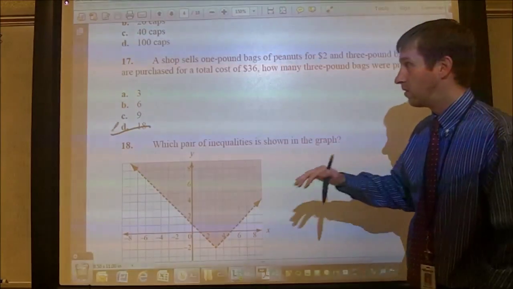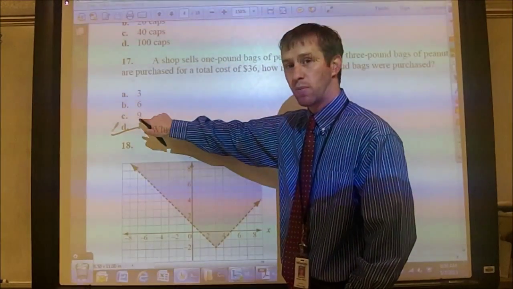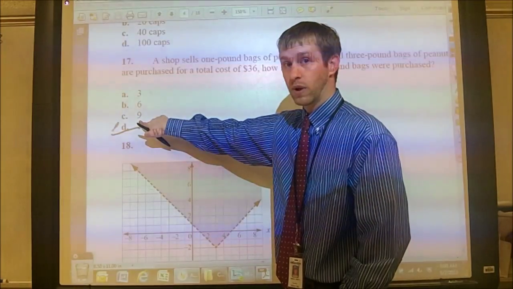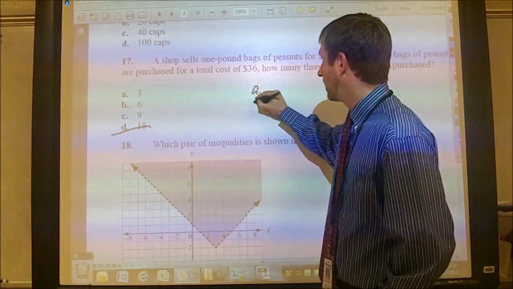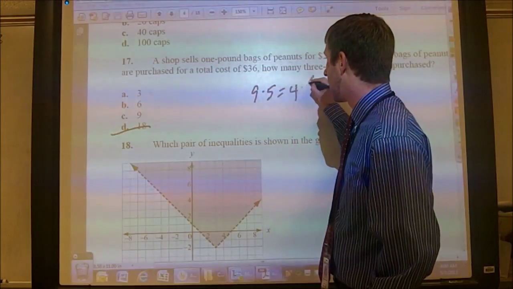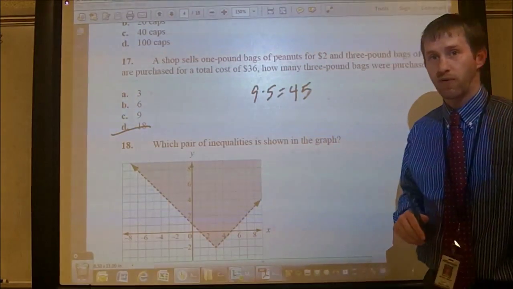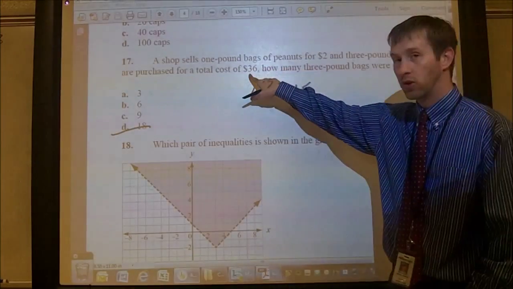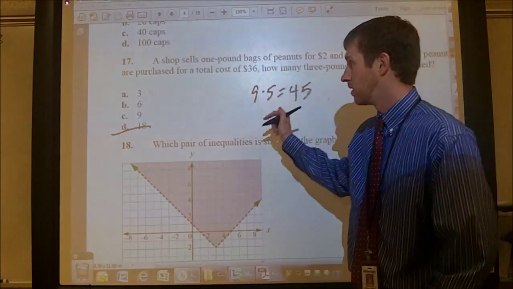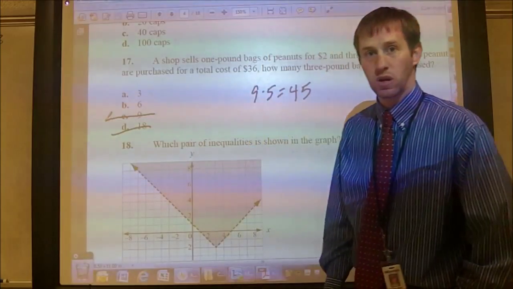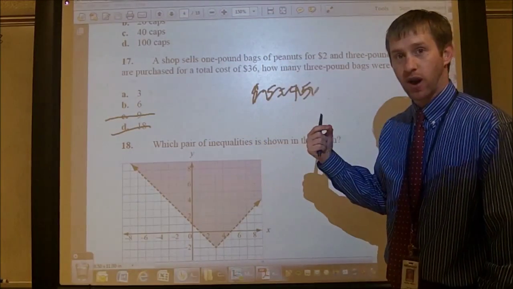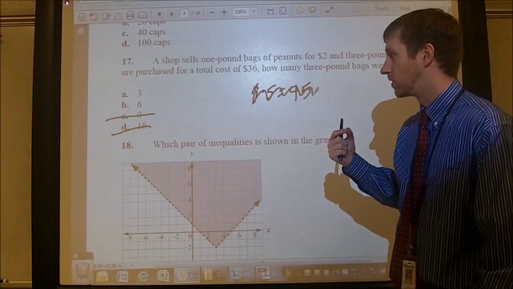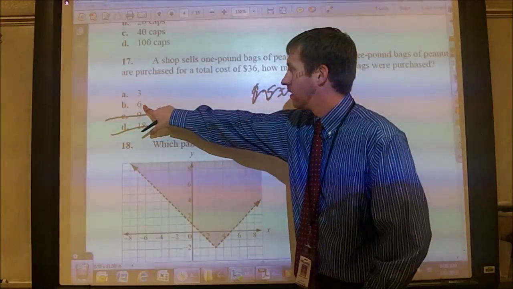Now, moving my way up the list, if they bought 9 3-pound bags, which they can, they could have just bought 3-pound bags, 9 times 5 is 45. That means they would have spent $45. But in the problem, they say the total cost is 36. So that doesn't work either. So we can start narrowing these down. Now, I'm going to just do that trial and error. I think that's the quickest way to do this one.